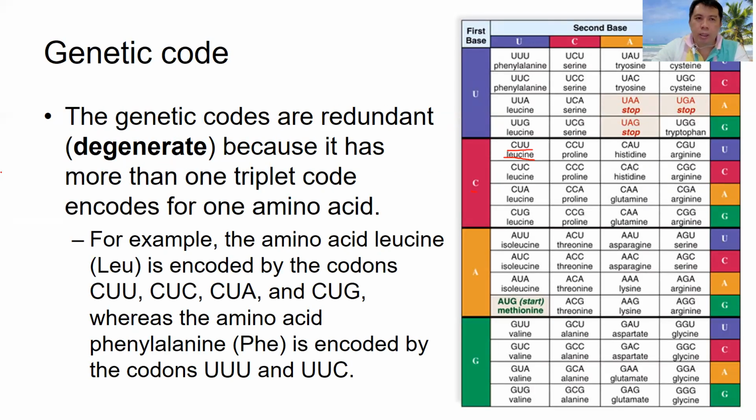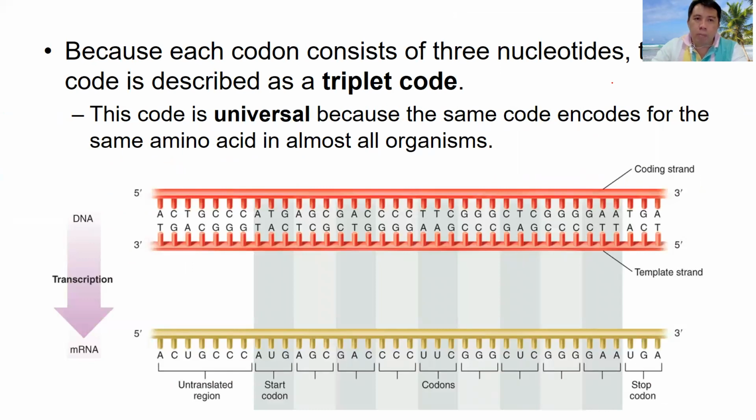You will study this genetic code in detail in semester 3. Here I just show you how to relate the codon with the genetic code and the amino acid, and then later with the tRNA and the anticodon. Because each codon consists of 3 nucleotides, the code is described as a triplet code. Sometimes we also call the code a triplet code.